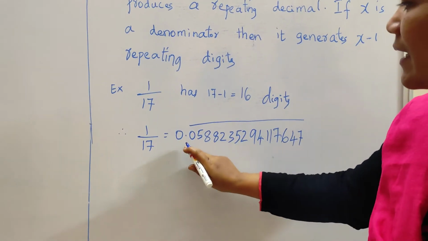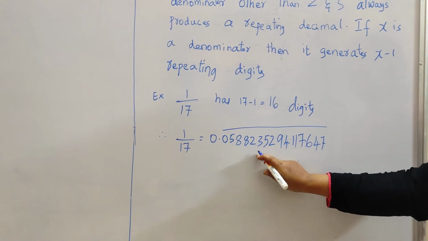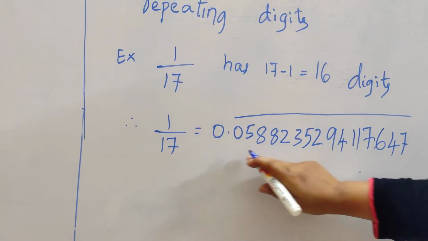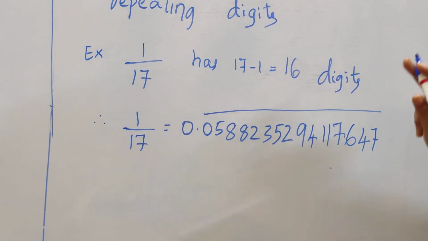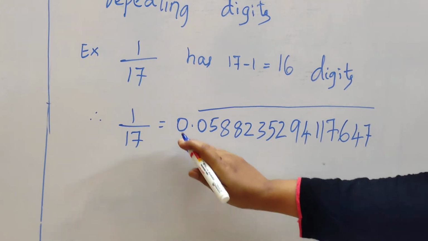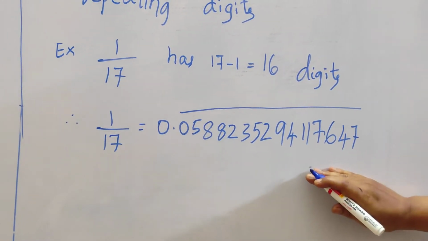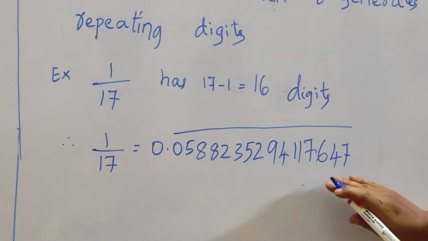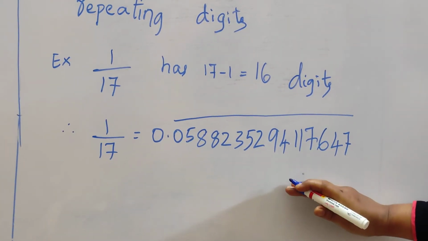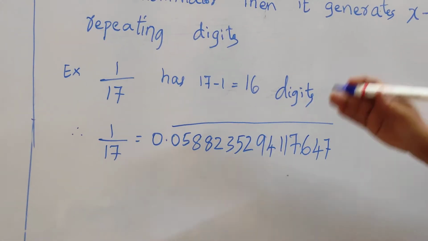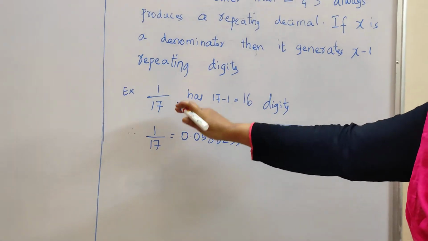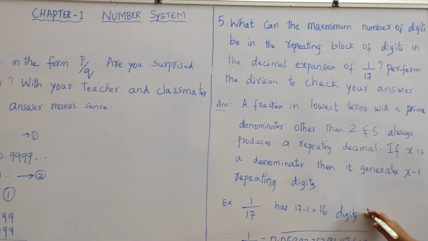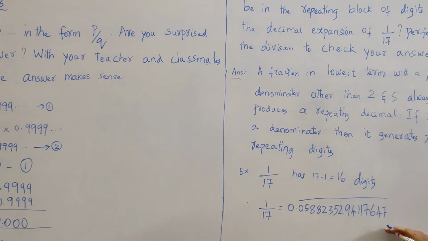When I divided, I got 0.0588235294117647. Again, this pattern will repeat. So according to the statement, I have written what 1 by 17 is. If you want to verify, you can do the long division and check. You get these 16 digits repeated always. This is how we can tell whenever we have a prime number in the denominator, that number minus 1 is the number of digits that will repeat. So this is about question number 5.